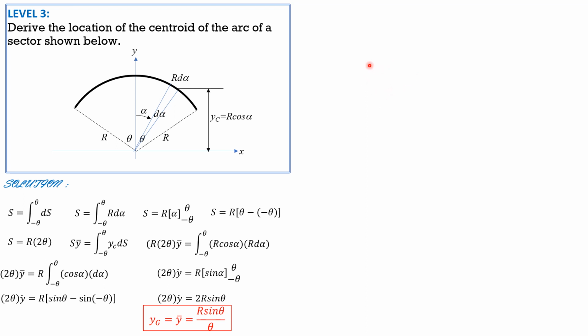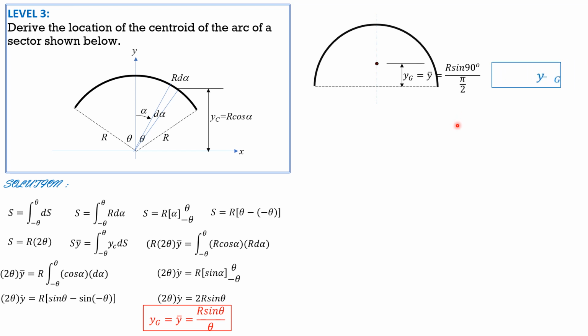In the first part, this is part 2, remember. So for the semicircular arc, the centroid is here, and the value of theta is 90 degrees. That's 90, or pi over 2. So we substitute sine of pi over 2, or sine of 90, the same one. And in the denominator, theta should be pi over 2. So barred y, or y sub g, equals r sine of 90 degrees over pi over 2. So that's why it is 2r over pi.